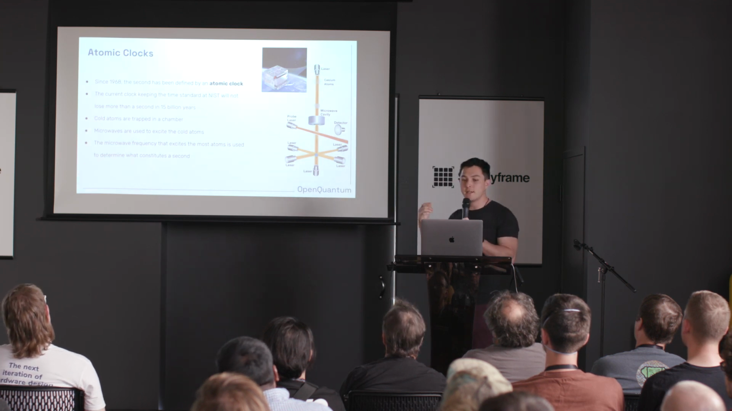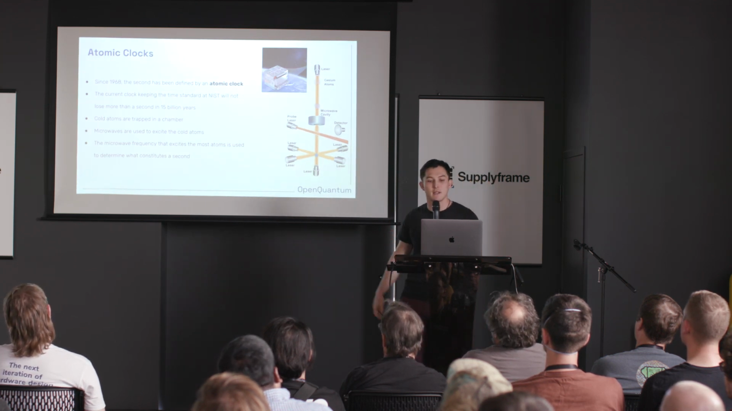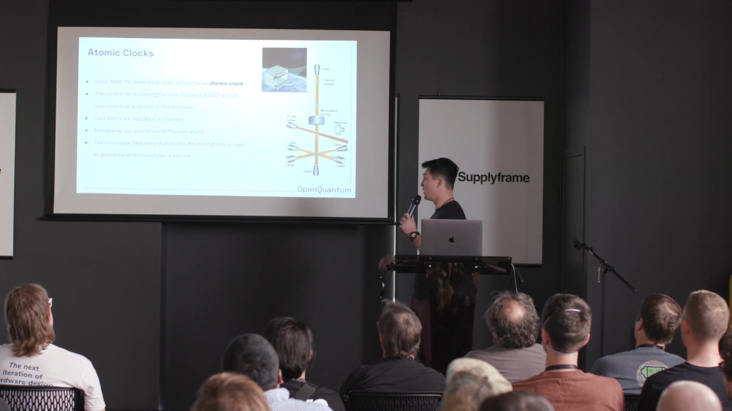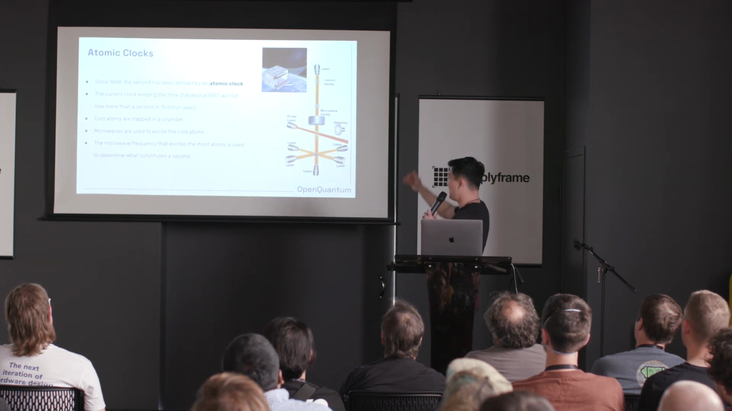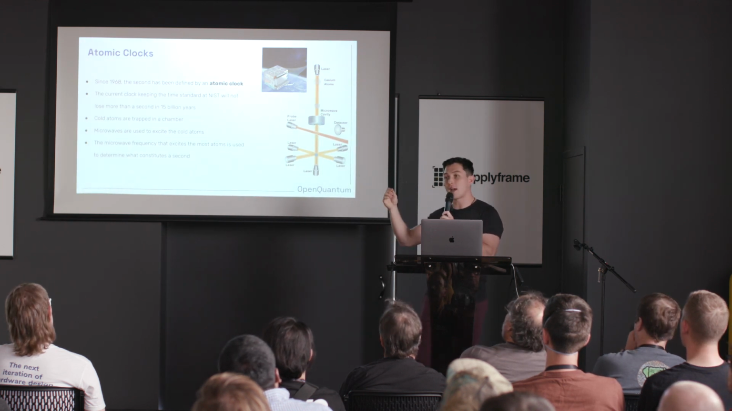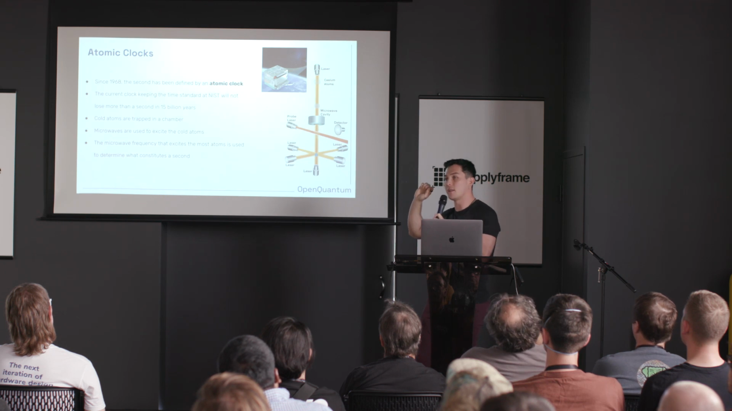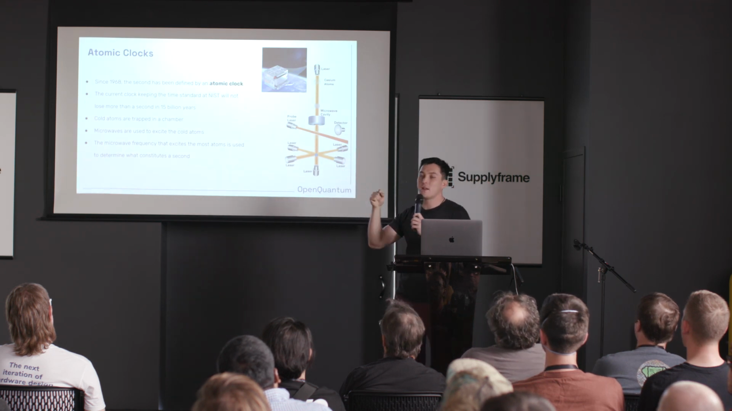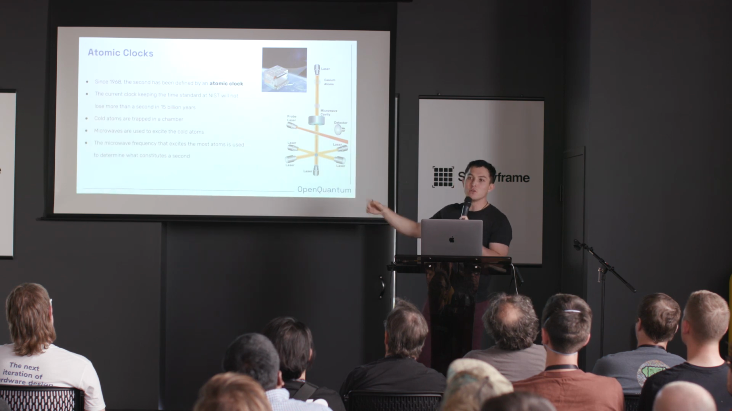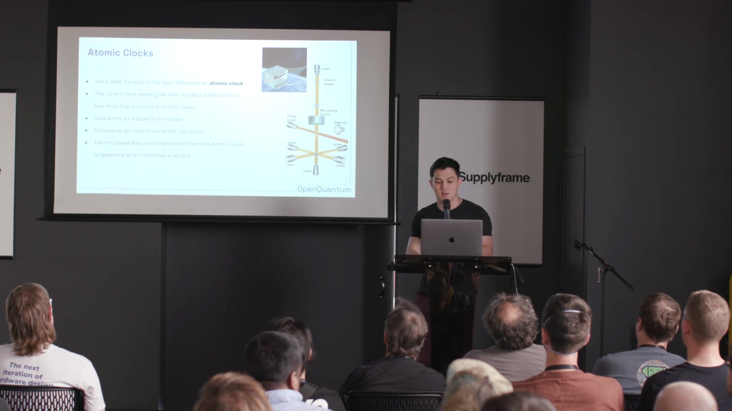The current definition of the second is kept by NIST, and it doesn't lose more than a second in 15 billion years. The way this apparatus is constructed is by laser cooling. They cool these atoms and throw them up in a cavity, and as they descend back down, they put a microwave frequency through that. The frequency that maximizes the excitation of these atoms is what you use to define the second.